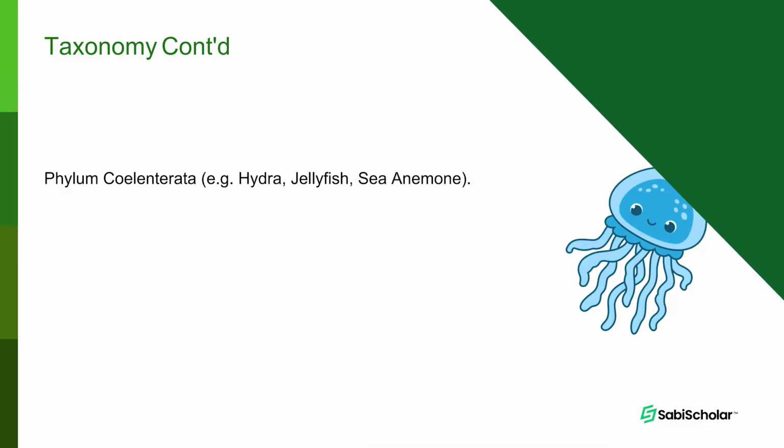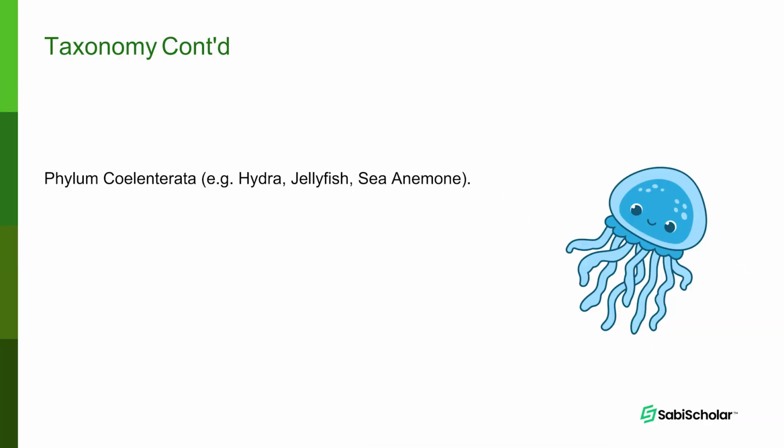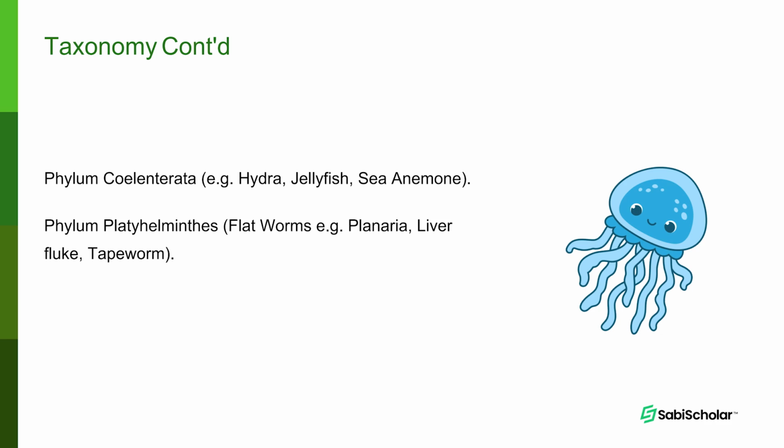Now, we'll move over to phylum Coelenterata. Examples of animals found in this phylum are the hydra, jellyfish, and sea anemones. They are known to be multicellular organisms with 2 distinct body layers. That is, they are said to be diploblastic. They have the inner layer called the endoderm and the outer layer called the ectoderm. They also have one body cavity that we call the enteron, and they have only one opening called the mouth and no anus.